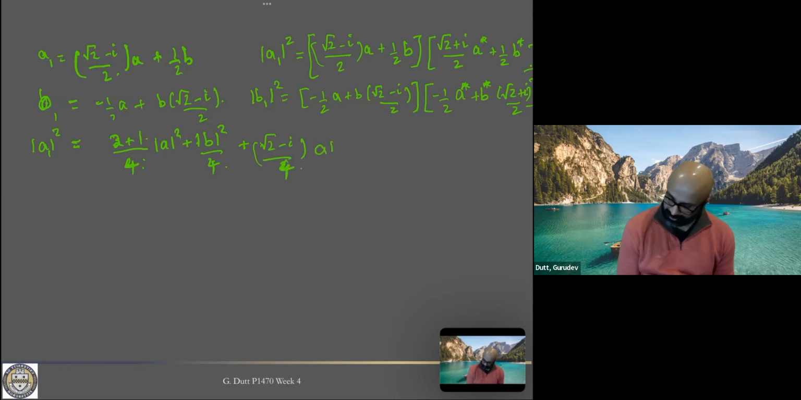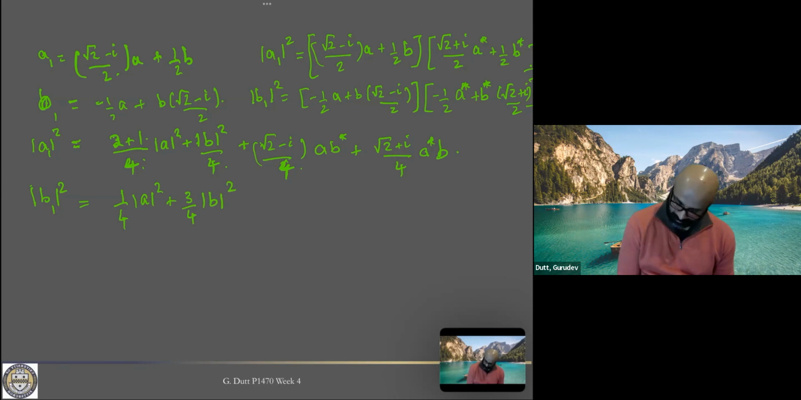times A B star plus root 2 plus I divided by 4 A star B. Similarly, we can work out B1 squared, and that is going to be 1/4 A squared plus now this cross product plus the square. That term is going to be now again similarly 3/4 of B squared.